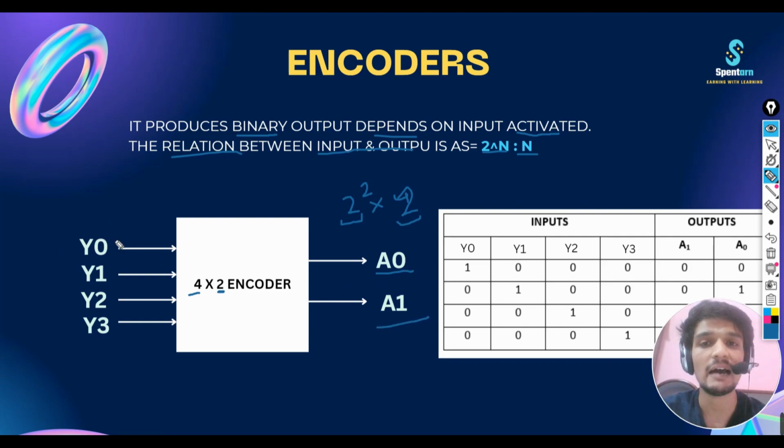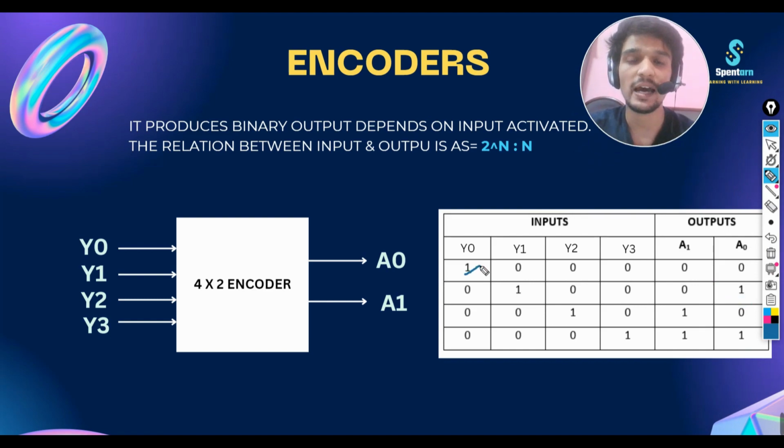For example, we have the data as y0, right? What the encoder will do is convert it into the binary format. Here you can see we have y0 as 1. So we have y0 as 1, which means we have given the data as y0, and we want the encoder to convert it into the binary format, which is a kind of machine understandable language, right? So how will it convert into binary? a1 will give 0 and a0 will give 0, which means 0 0. We are pressing y0 and the output will be 0 0, right?